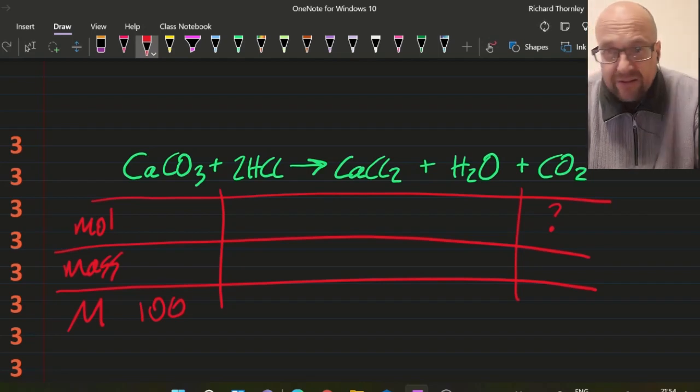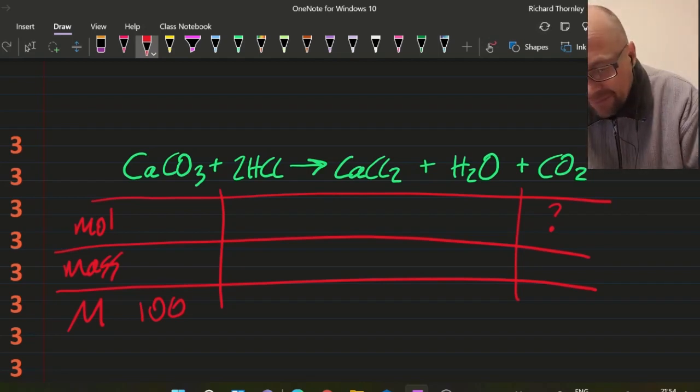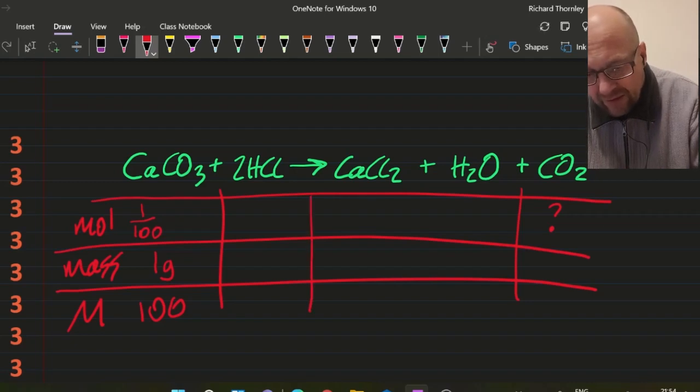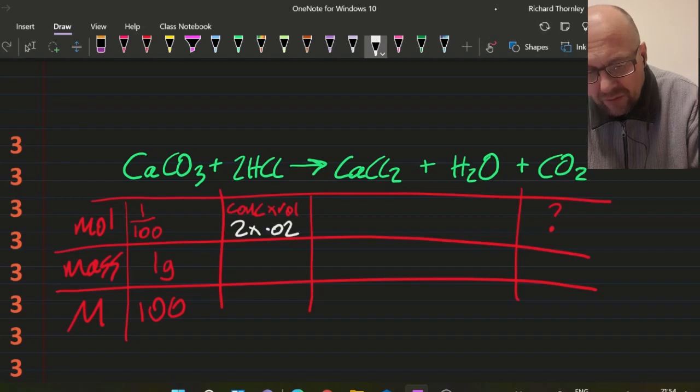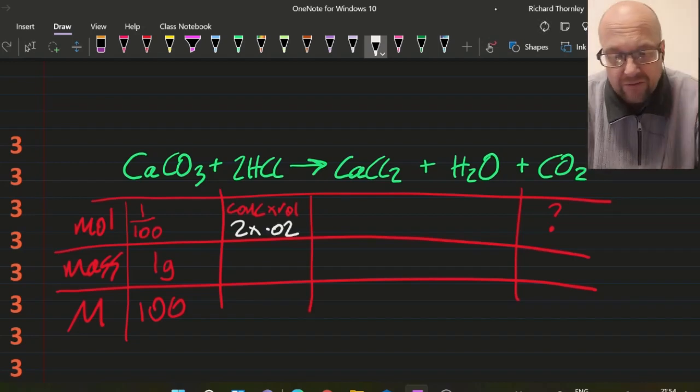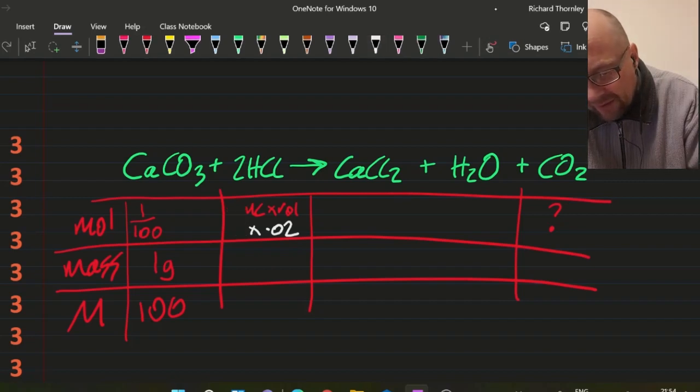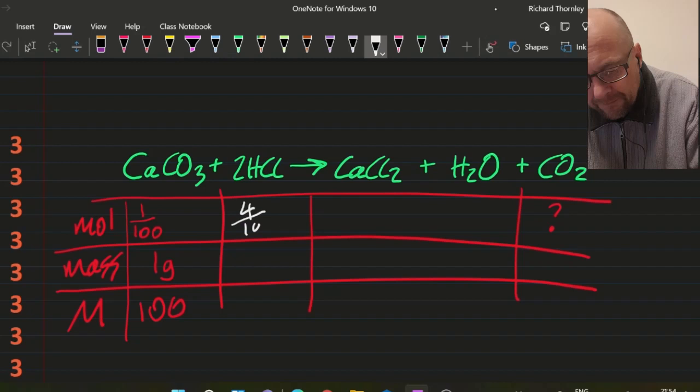I think this is an excess and limiting question. They've not actually said that. So I've got 1 gram here, and moles is mass over molar mass, so that's going to be 1 over 100. For hydrochloric acid, moles is concentration times volume. Concentration is 2, and the volume is 0.02, because I converted that 20 to decimeters cubed. So that's going to be 4 over 100.